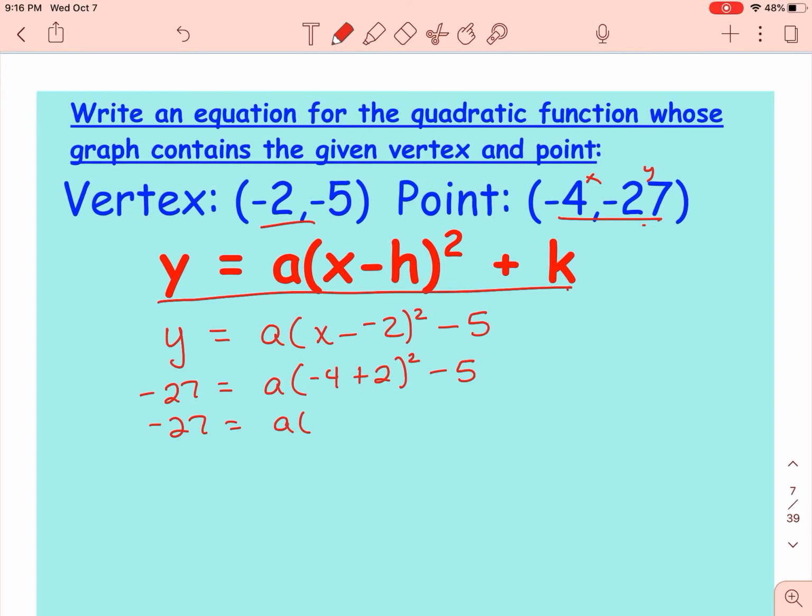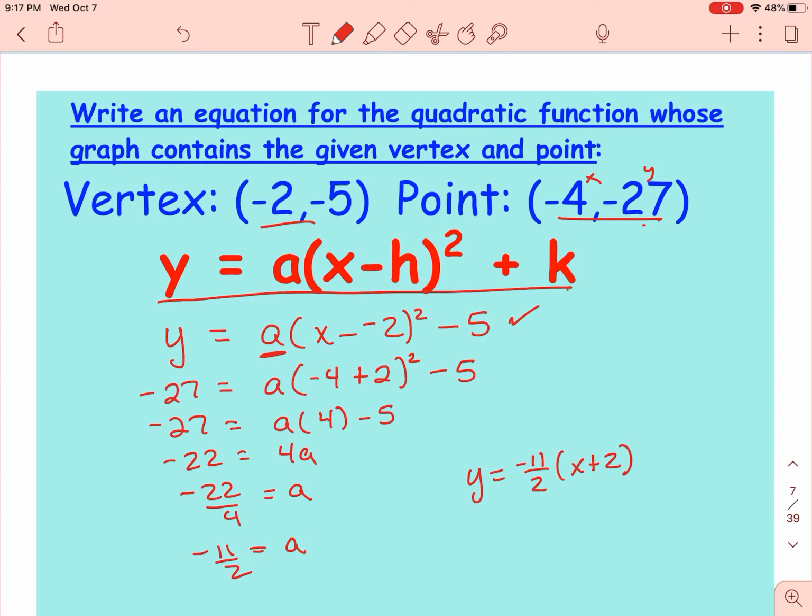So negative 27 equals a times negative 2 squared, which is positive 4. Then I add 5 and I get negative 22 equals 4a. a will be negative 22 fourths, or negative 11 halves. I'm done. Once I started this, the only thing I really had to find was the a value. So I found a, and I can now rewrite my quadratic in vertex form. a is negative 11 over 2.